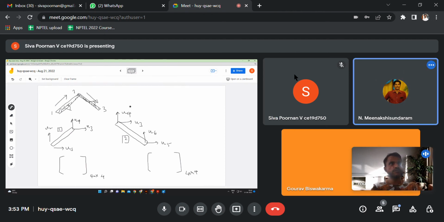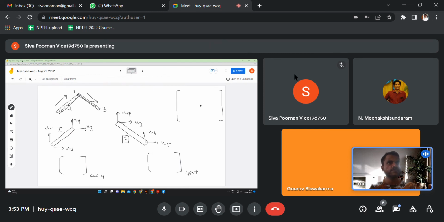6 by 6, because we have only 3 nodes, which means that essentially we have only 3 into 2, 6 degrees of freedom. Therefore we will have a 6 by 6 stiffness matrix. How do we convert this 4 by 4 and another 4 by 4 to 6 by 6?